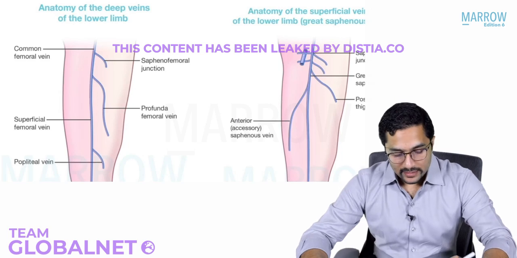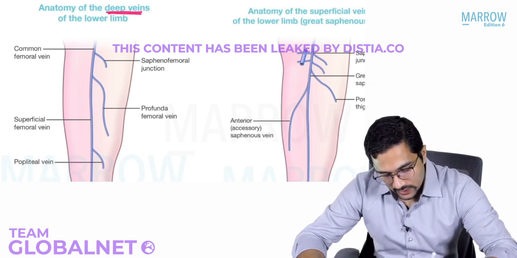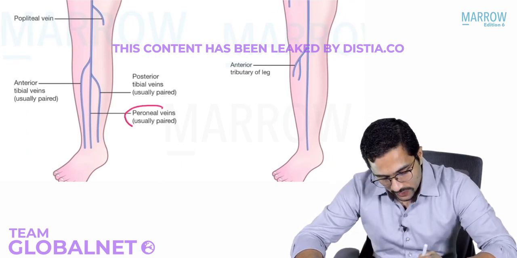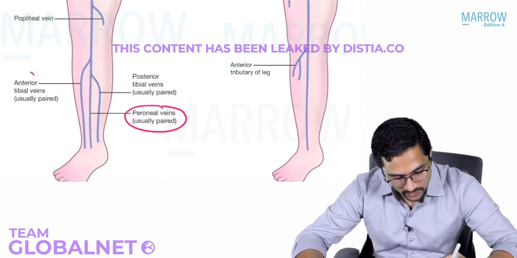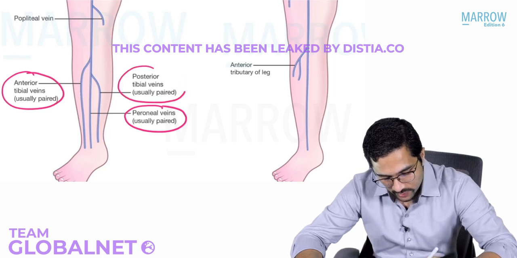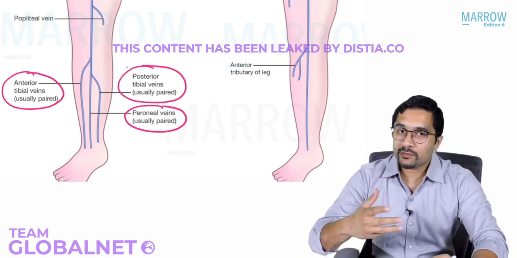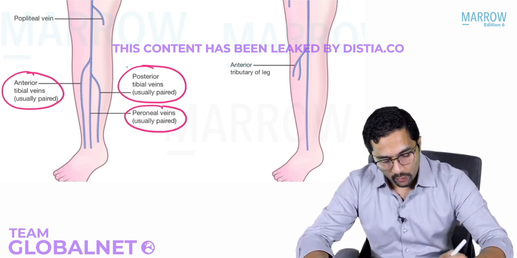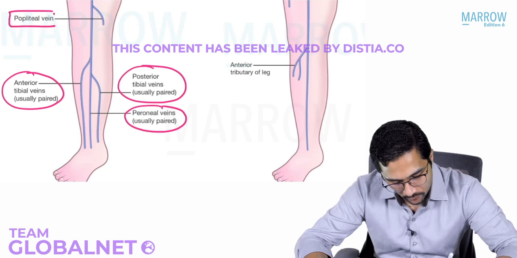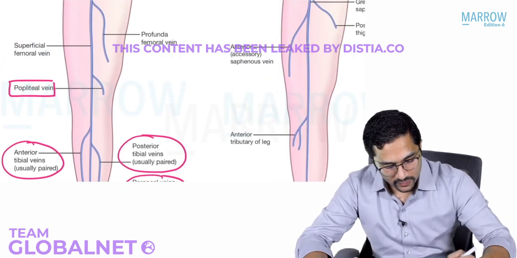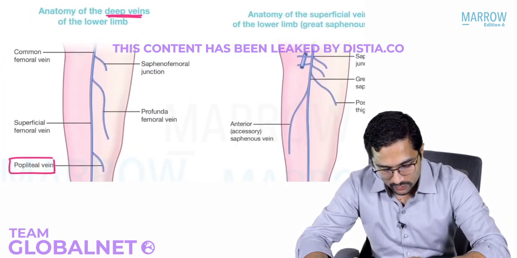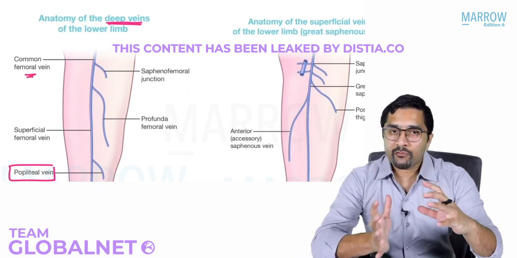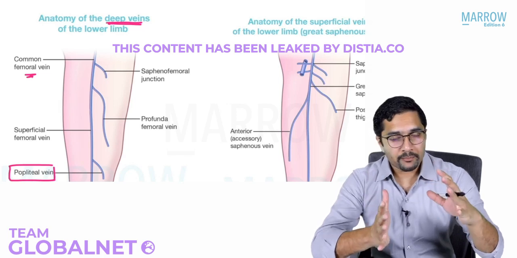Now, if you look at the anatomy of the deep veins, there are three pairs of deep veins. You have peroneal veins, anterior tibial veins, and posterior tibial veins. So there are three pairs, which means there are 6 veins. When these 6 veins join, they form the popliteal vein, which further goes up into the superficial femoral vein and then into the common femoral vein. So these are the deep veins of the lower limb.